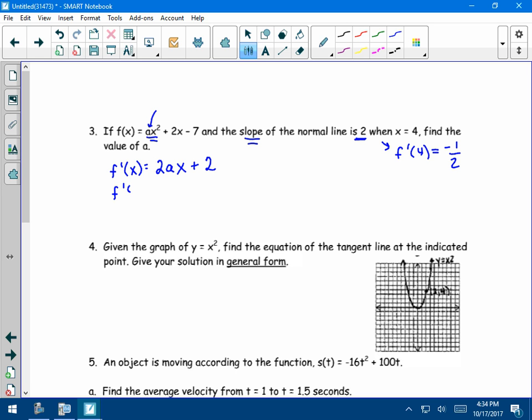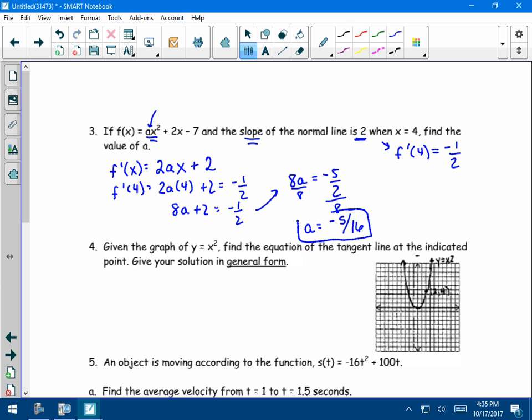If I know f prime of 4, which is 2a times 4 plus 2, should be -1/2, then I have 8a plus 2 equals -1/2. Subtract the 2 over. We get 8a equals -5/2. And think of either dividing by 8, multiplying by 1/8, however you want to think about it. This is going to be -5 over 16. So there's your value of a. Little tricky, but hopefully makes sense.